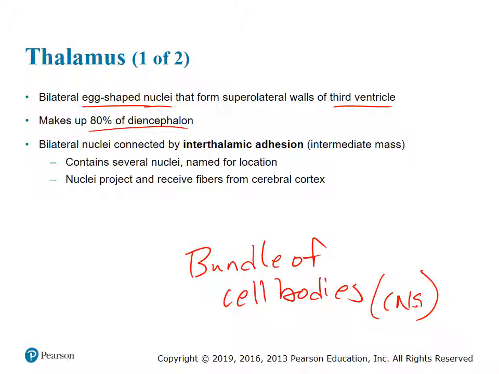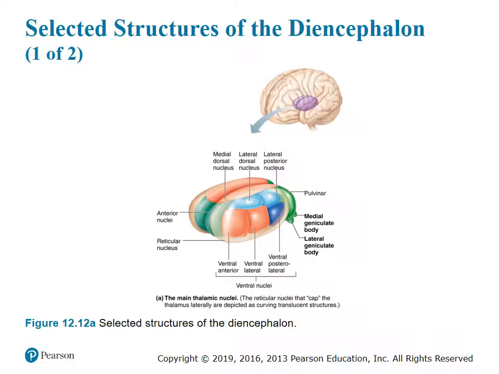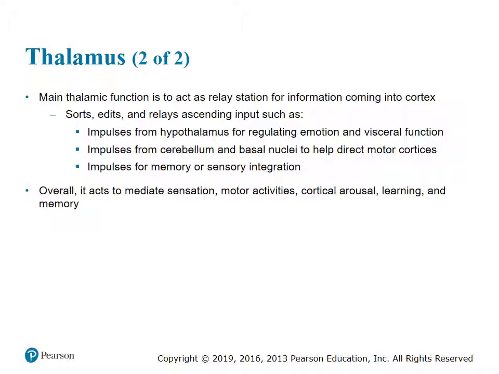So what do they do, right? All those nuclei that are the thalamus project and receive fibers from the cerebral cortex. This is what we mean. We look at the egg-shaped thalamus, and if we look at it here in figure 12.12a, and we look inside, all of these colors represent collections of cell bodies that are kind of separate from the other ones. And that's all we're seeing, okay? I don't expect you to know any of this stuff here, but that's just to show you that it's actually a sub-collection of a bunch of cell bodies.